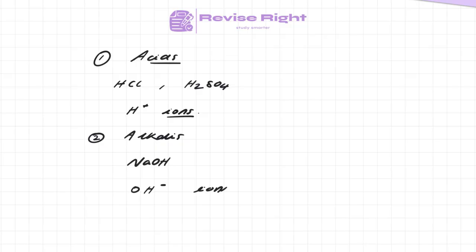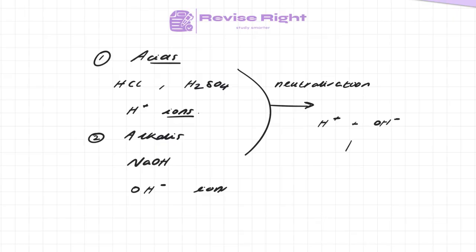The third thing that we went through is the reaction of these two things together. Now, the reaction of acids and bases are known as neutralization reactions. And the reason why they are neutralization reactions is because if you get the H+ from the acid and you add it to the OH- from the base, what do you get? You get water, and what is water? It is a neutral solution.